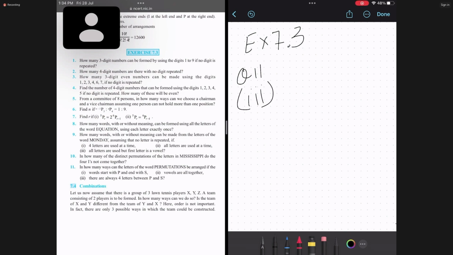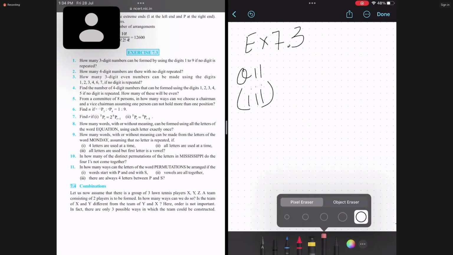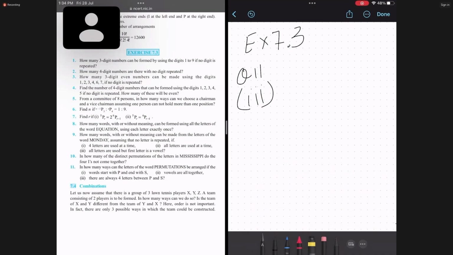We need to calculate the number of ways letters of permutation can be arranged if there are always 4 letters between P and S, right? So imagine this. 1, 2, 3, 4, 5, 6, 7, 8. So let me just not, this will be very tedious, right? So there are 12 places that we have to fill, right? For us to permutations, there are 12 distinct places that you have to fill.